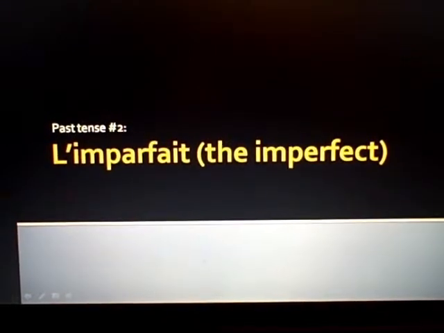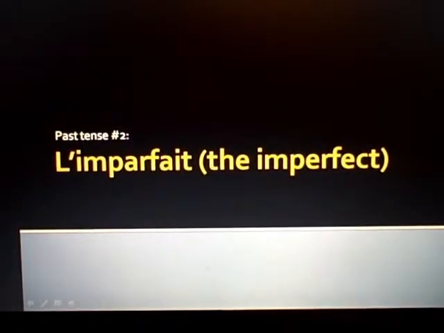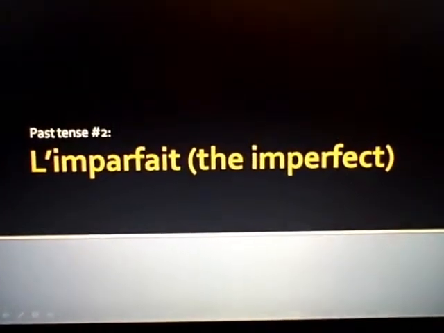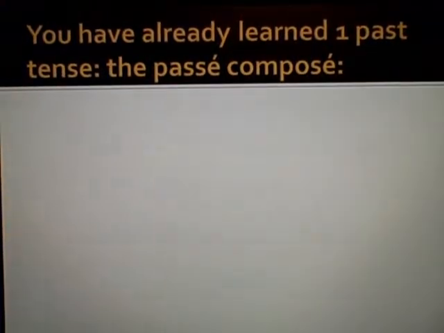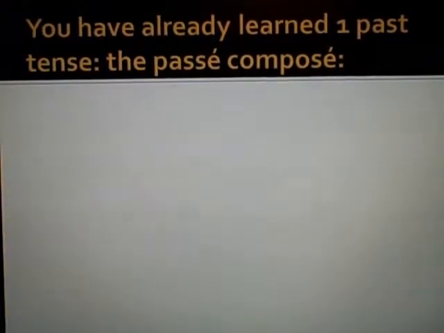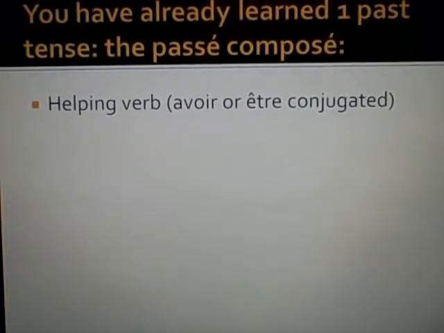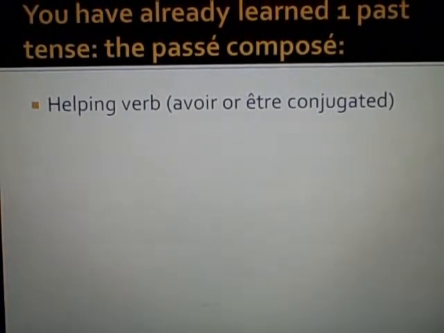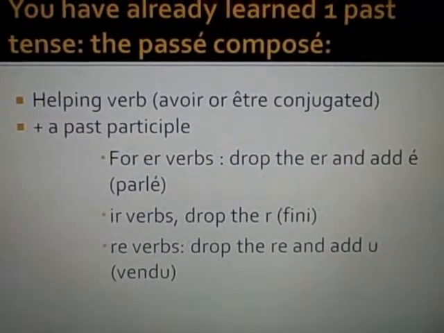All right, now we're going to get notes on your second past tense, number 2, also known as the imparfait or the imperfect tense. You've already learned one past tense, which is the passé composé. The passé composé has a helping verb, which is either avoir or être. Those are conjugated to match the subject, plus a past participle.